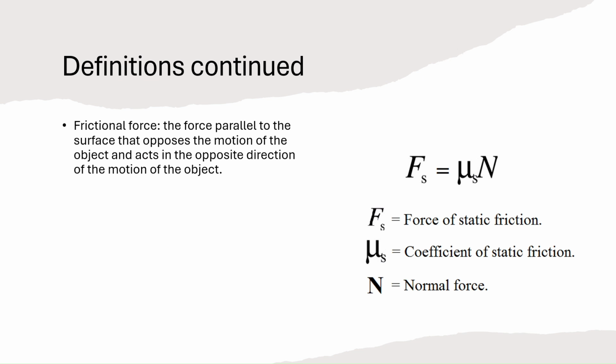Let's move on to the next definition. The next force that you guys need to know is something called frictional force. To my learners within grade 11 technical sciences that I've taught last year, you guys know that we've covered this over many weeks. And what is the frictional force? Well, the frictional force is the force parallel to the surface that opposes the motion of an object and acts in the opposite direction of the motion of the object.